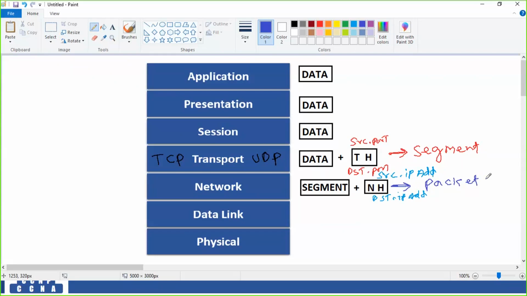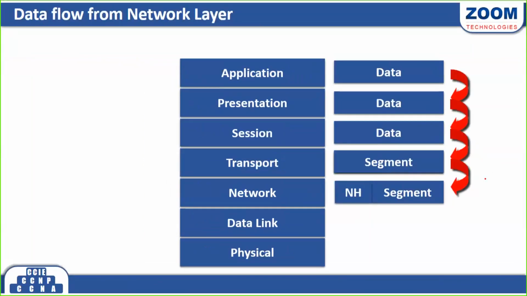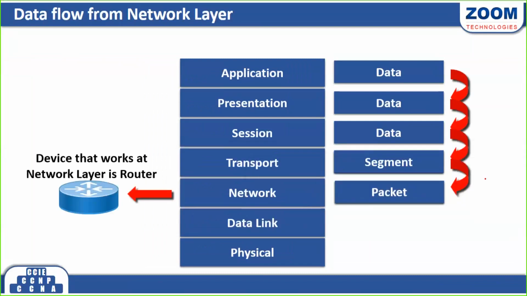What does a packet contain? A packet contains network header plus segment. The network header contains source and destination IP address information. So it's adding NH, network header, plus segment, we call this a packet. The packet will flow to the next layer, which is the data link layer. The device that works at the network layer is the router. A router is a layer 3 device. Routers enable communication between two or more different logical networks. This is all about the router section.